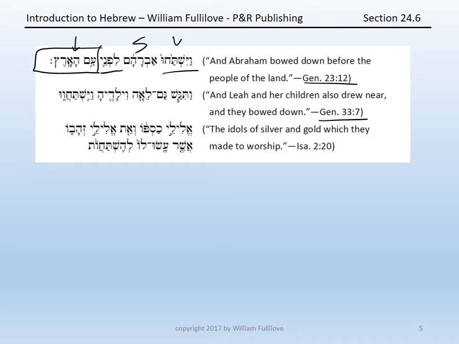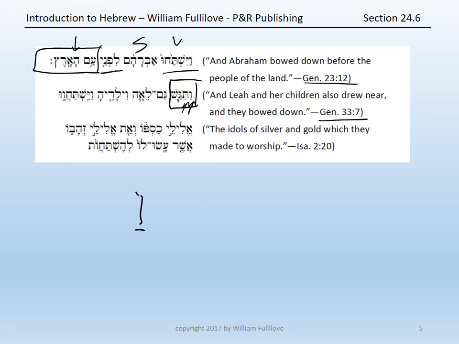Second, Genesis 33:7. Vatigash gam Leah vayiladeha vayishtahavu. So we begin with vatigash. Now notice as this form, it's obviously a narrative because it begins va, and then you have a doubling of the first letter, the prefix letter. But this is a good example where we then only see two of the three root letters.